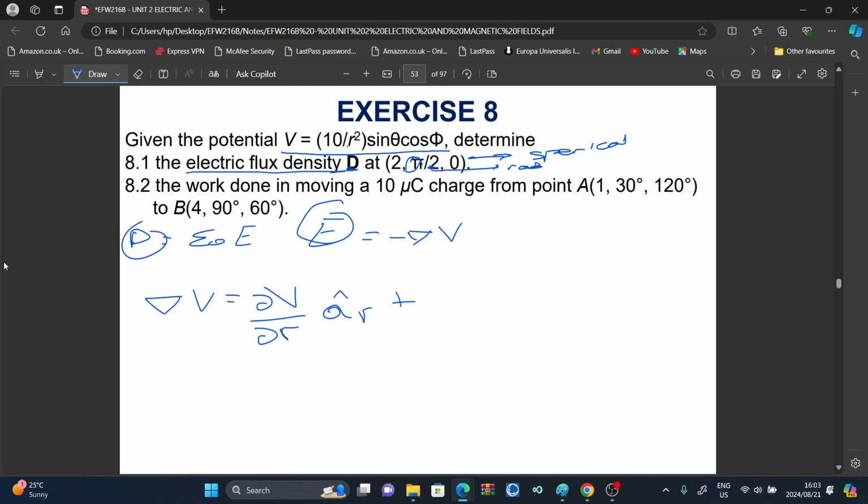Again, just remember this symbol means partial differentiation. Again, we take V and differentiate it in terms of theta, and our unit vector is A theta, then plus we again differentiate in terms of phi.